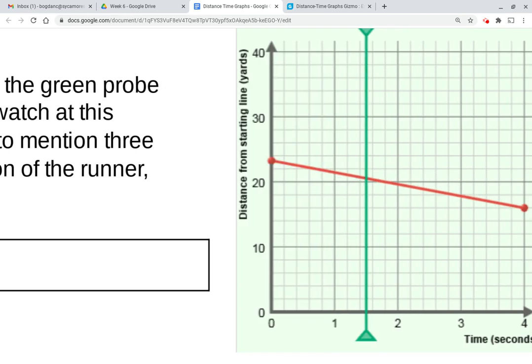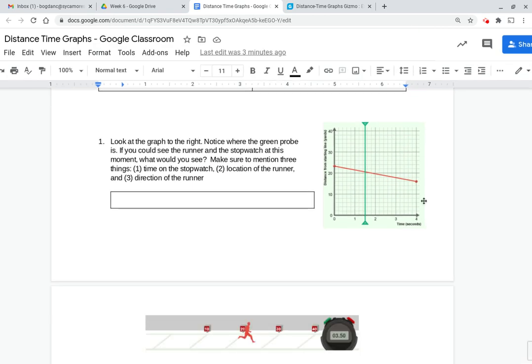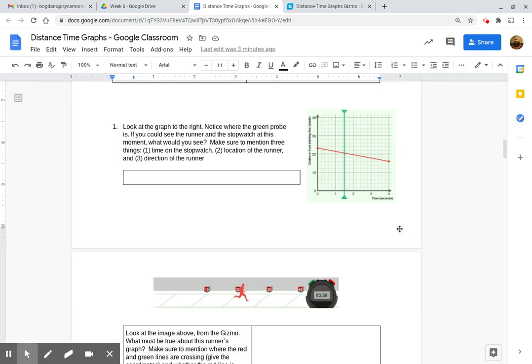And then the direction of the runner. Well, this is a downhill line, so that should be a very important clue as far as which direction the runner is going. All right.